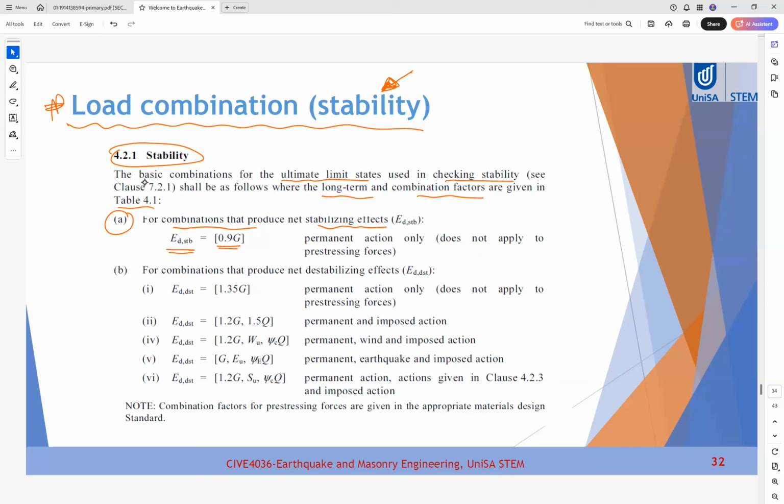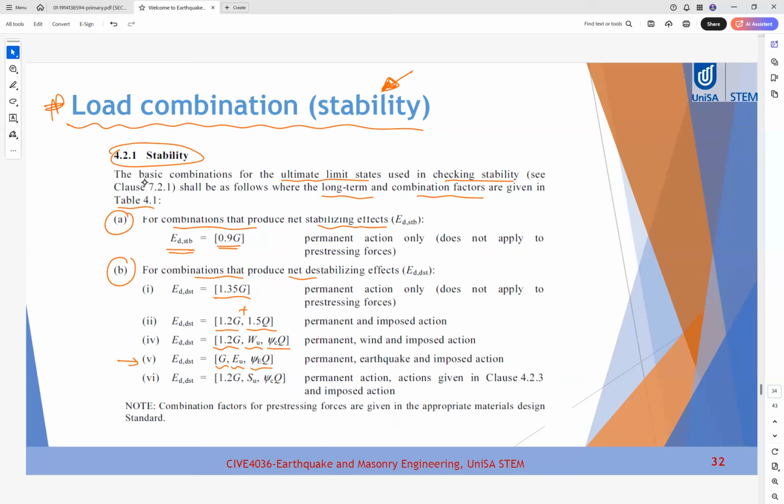So for stabilizing effects, we use the value of 0.9 G. For combinations that produce net destabilizing effects, we have 1.35 G, 1.2 G plus 1.5 Q, 0.1 G plus 0.15 Q, 1.2 G plus WU plus Psi CQ, and G plus EU plus Psi EQ.